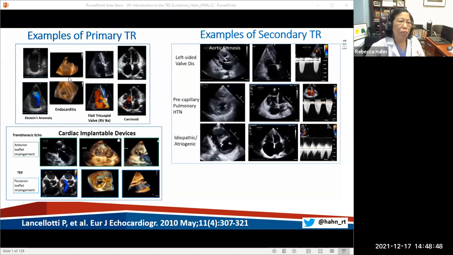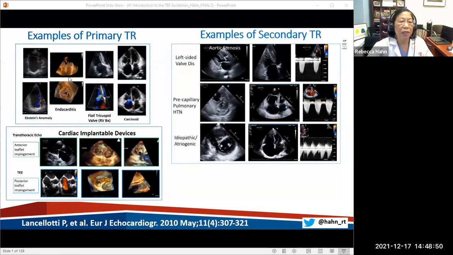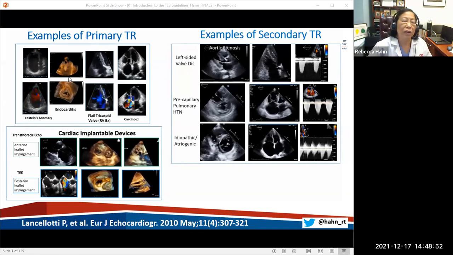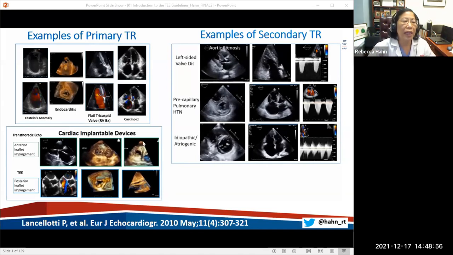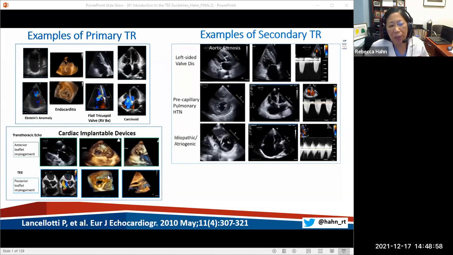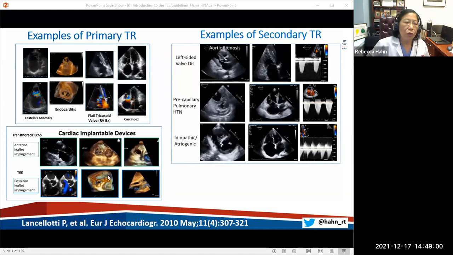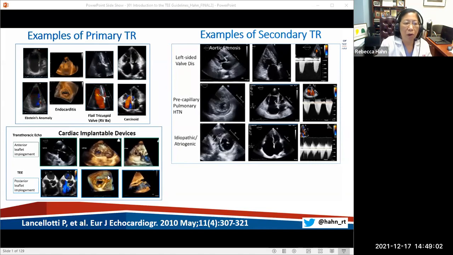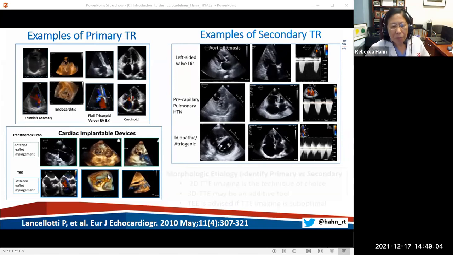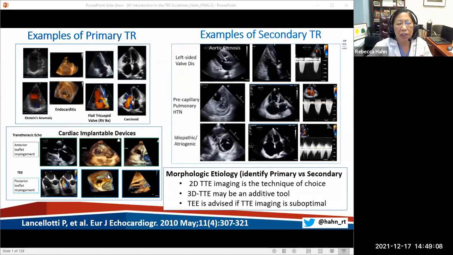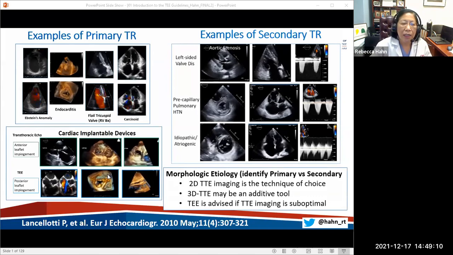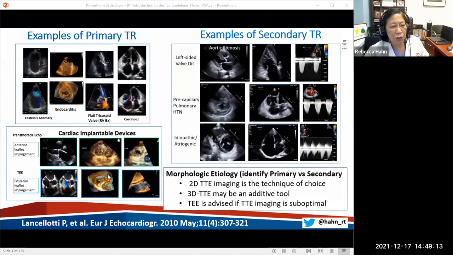These are examples, obviously, of primary disease. So Epstein's anomaly, endocarditis, flail tricuspid valve, carcinoid, all of them a primary problem with the leaflets. And we used to place cardiac implantable electronic devices, or CIEDs, into the primary group. But the main morphologic etiologies were initially separated out into primary versus secondary disease.